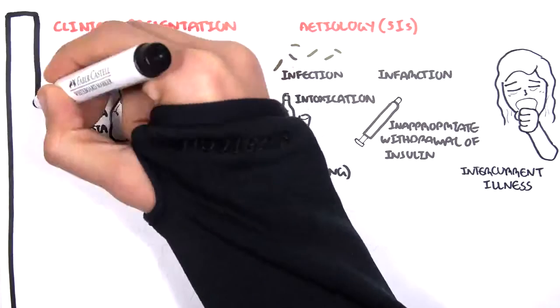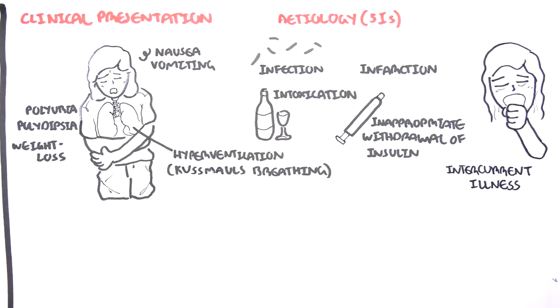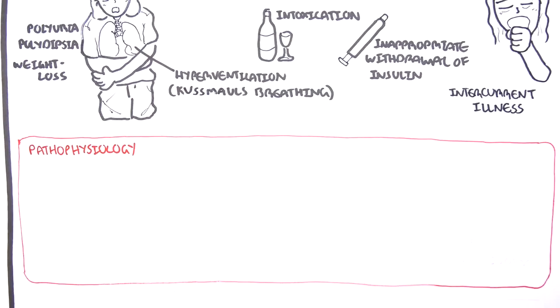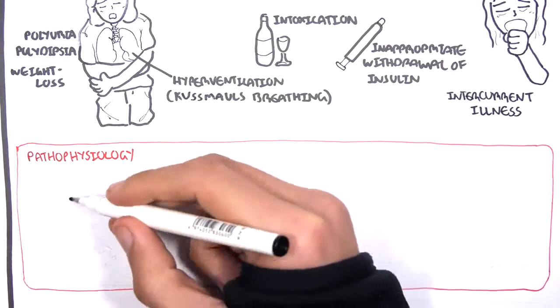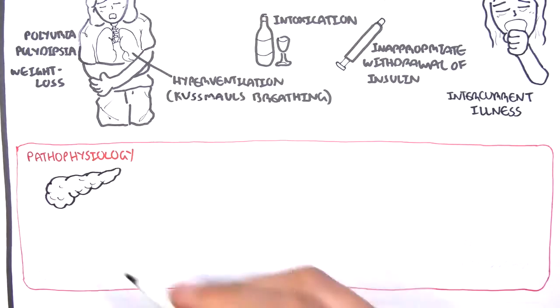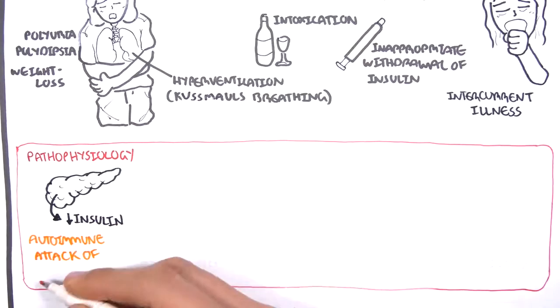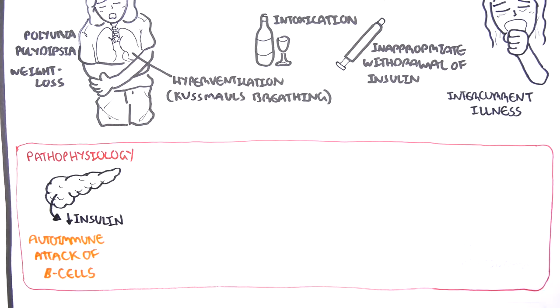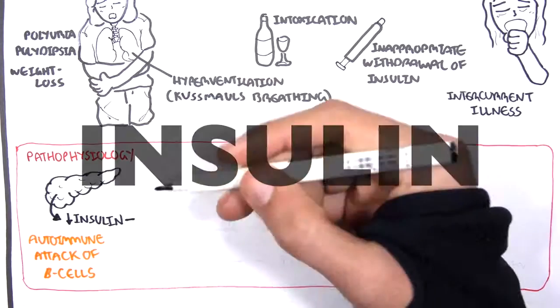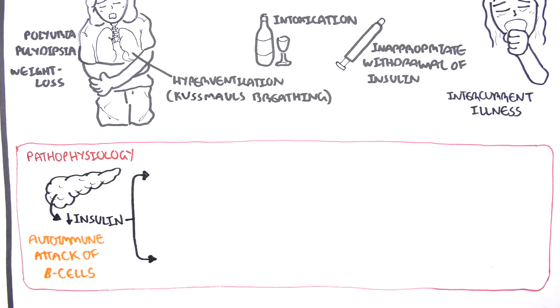So let's go into the pathophysiology briefly. If you want to know more about the functions of insulin, watch a video I have on the fed state, which is under biochemistry. Anyways, the pancreas normally produces insulin. However, in diabetes type 1, there is an autoimmune attack on the B cells, which normally produce insulin. And therefore, insulin is not being produced anymore. So we have a decrease in insulin. Insulin is an important hormone, and because we have a decrease in insulin, this causes some problems.